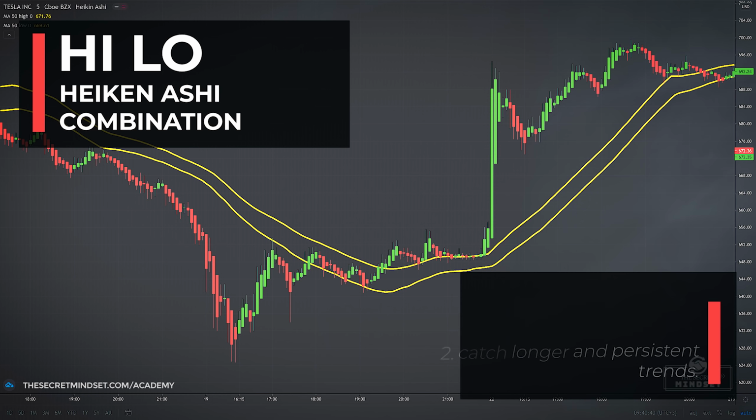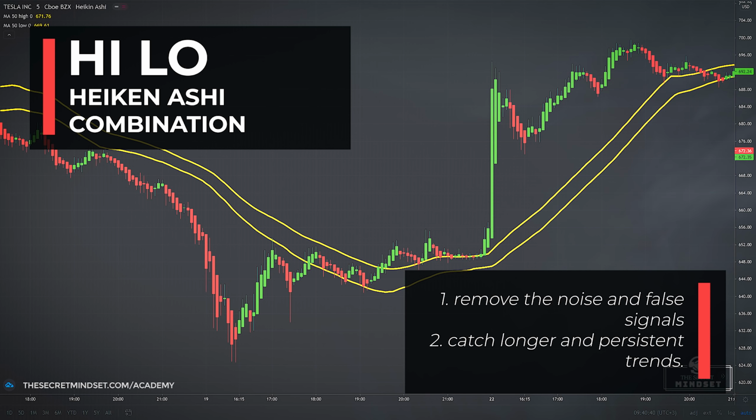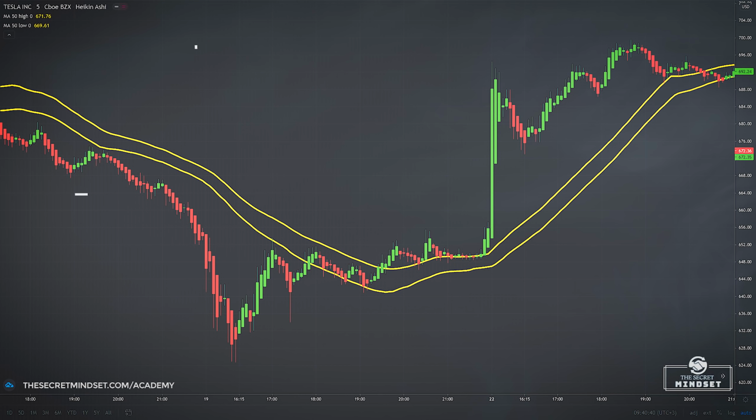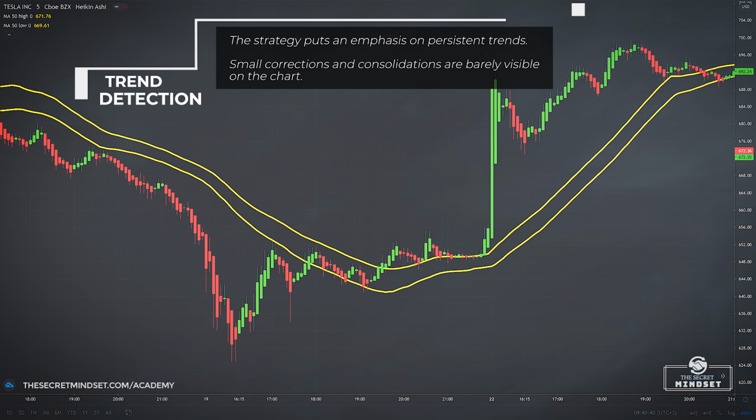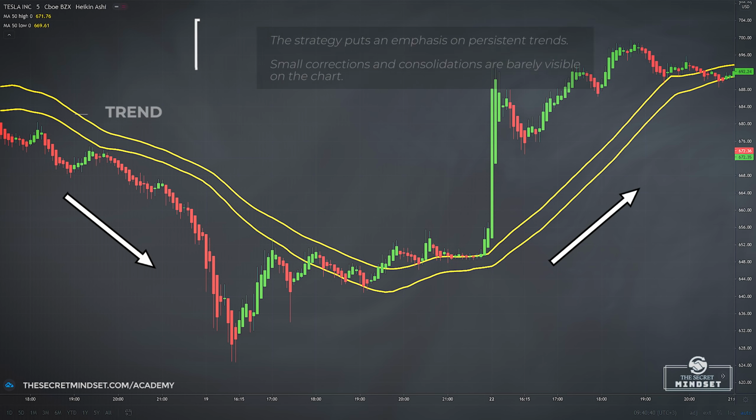So by using the moving average channel and Heikin Ashi combination, we plan to remove the noise and false signals, and to catch longer and persistent trends. Trend detection is one of the main functions of this strategy, because both Heikin Ashi and the moving average channel put an emphasis on persistent trends. Small corrections and consolidation are left behind, and they are barely visible on the chart. You'll notice that when the direction changes on a Heikin Ashi graph, the price most likely starts a new move. This helps to distinguish between the potential beginning and the end of a trending move.